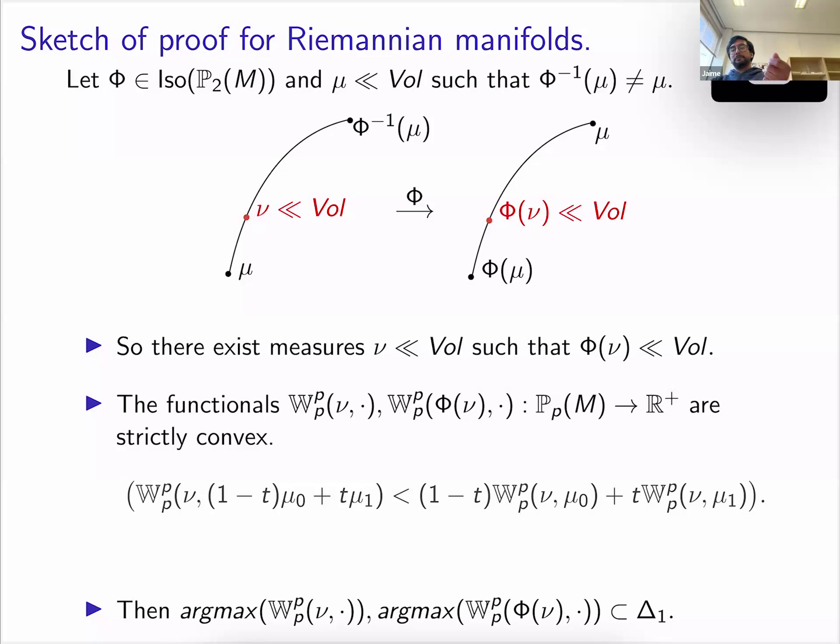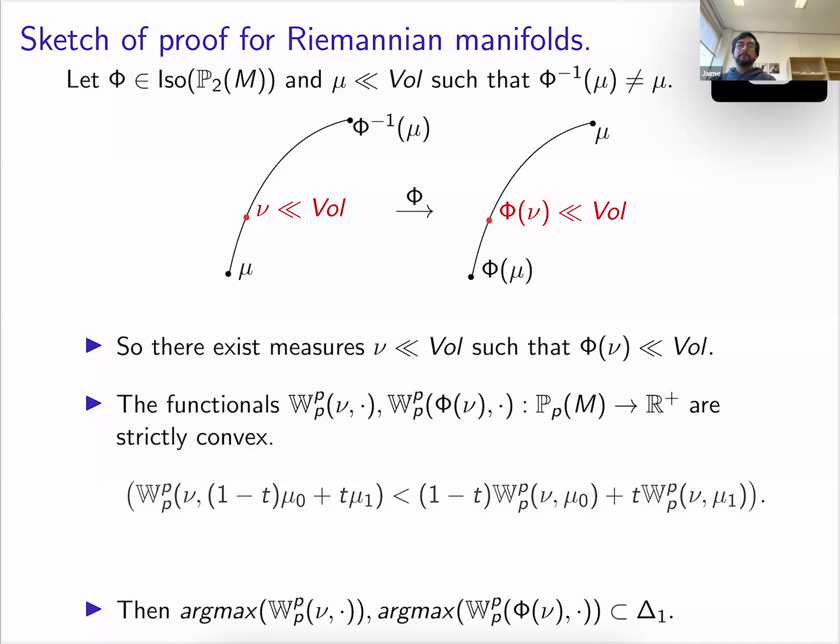And the thing is, if you compute the definition, then you can actually see that this maximum is going to be realized on a Dirac delta. That is, if that wasn't the case, I could write my measure as a convex combination of two other probability measures, and then I can use the strict convexity to arrive at a contradiction. Okay, so I have these two sets that are contained in the set of Dirac deltas.